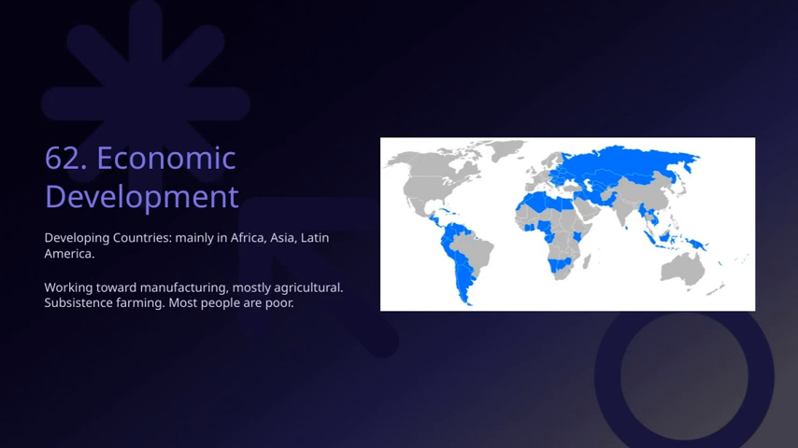When we look at many developing countries, you'll notice that their economies are often centered around agriculture. In fact, a lot of people are engaged in subsistence farming, which means they grow just enough to meet their family's needs. Because of this, many of these communities are still quite poor. The main regions where this is common are Africa, Asia, and Latin America. These areas face challenges in moving beyond basic farming to more diverse and industrialized economies. Understanding this helps us see how economic development is a crucial step for improving living standards and creating more opportunities for people in these regions.